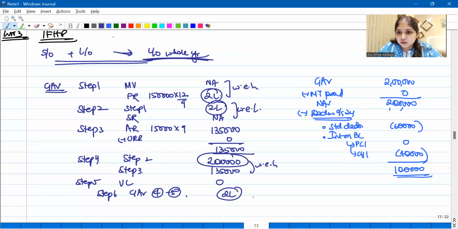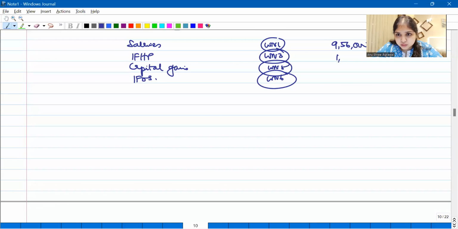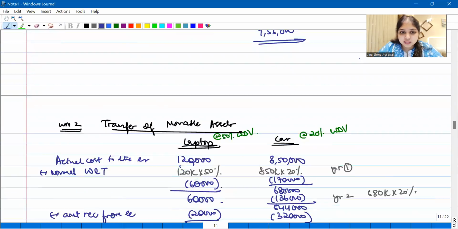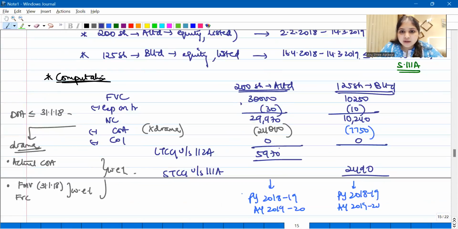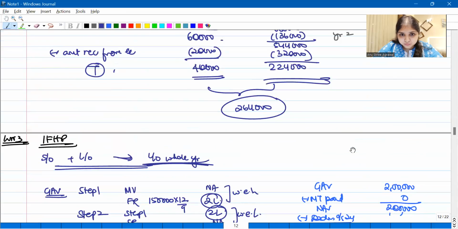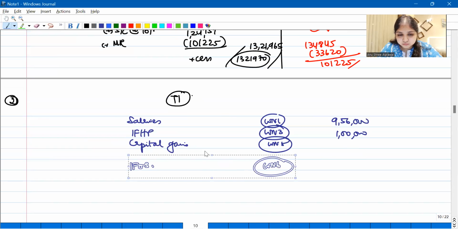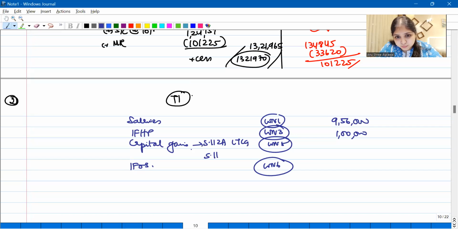Then coming to IFHP, working note number 2, I've already handled this. We have the number already. IFHP number is 1 lakh rupees. So I'll put this 1 lakh rupees over here. Then coming to capital gains, I have 2 numbers: 112A of 5,970 and 2,490 of STCG, 111A. So I need to keep space for 2 numbers, so I'll move this to the next line. Capital gains, we have section 112A LTCG and section 111A STCG. What was the 112A LTCG number? 5,970. 111A STCG number was 2,490.